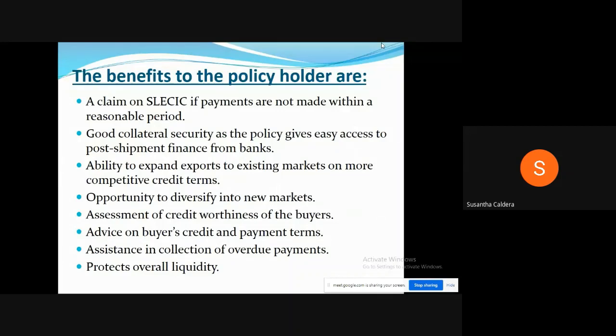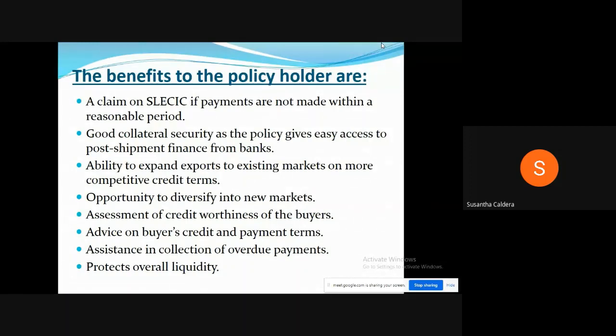The benefits to the policyholder are a claim on SLESIC if payments are not made within a reasonable period. Normally, අපිට මේ claims යනවා නම් දාන්න ඕනේ within 2 years. I don't know whether I have written it here. ඔළුවේ තියාගන්න ඕන customers ට කතා කරනකොට within 2 years දාන claim එකක් දාගන්න ඕන. ඊට පස්සේ බෑ claim කරන්න.